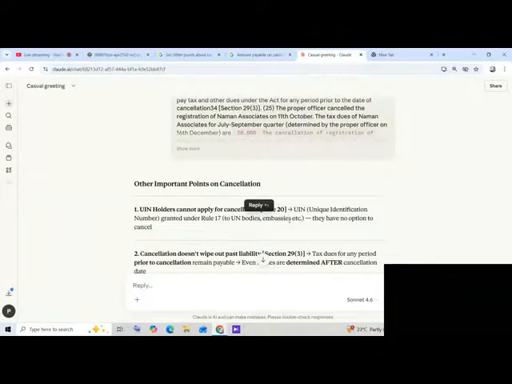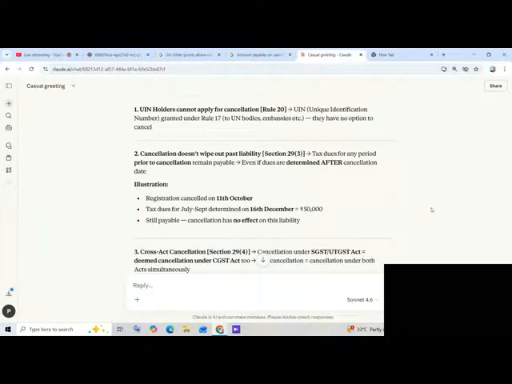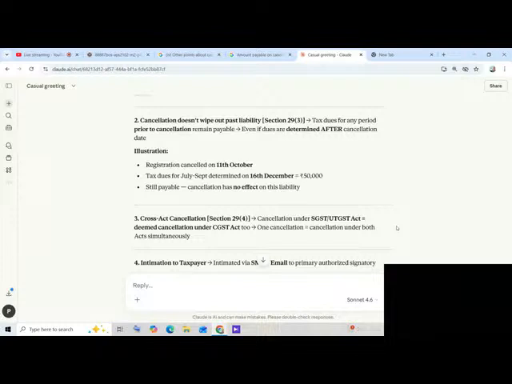Fine. Cancellation doesn't wipe out past liability. Tax dues for any period prior to cancellation remain payable, even if dues are determined after cancellation date. It will not affect liability of the registered person to pay tax or dues under the Act for any period prior to date of cancellation. Fine. There's an example: the proper officer cancelled the registration of Naman Associates on 11th October. Tax dues of Naman Associates for July-September quarter are 50,000. Cancellation of registration shall have no effect on his liability of tax dues of 50,000, even though the tax dues are determined after the cancellation of registration.